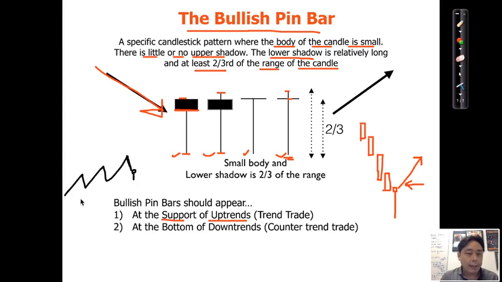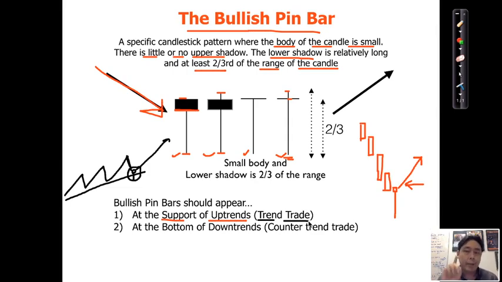right? Ideally at a support level. So it should be at a level of support, like a moving average or trend line. When we see a bullish pin bar appearing, there's a high chance the price will continue the trend. And we call this a trend trade, right? Trading with the trend, okay?